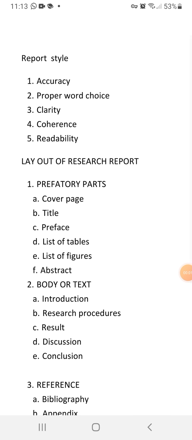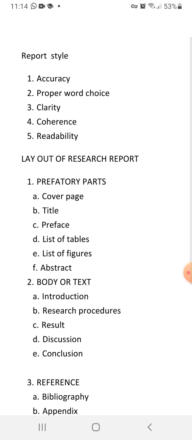This is the last part of the chapter, report style. How to write the thesis report or how to write the project report. Style is an important factor that must be stuck to while writing your report. Accuracy is the first writing style in report writing.